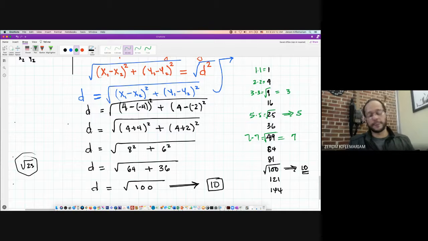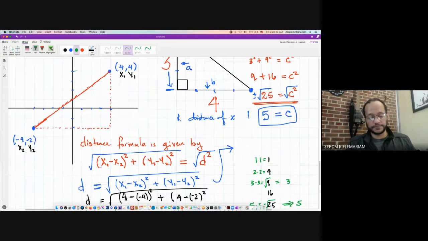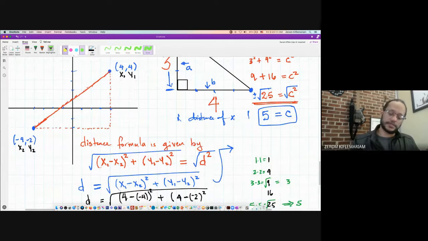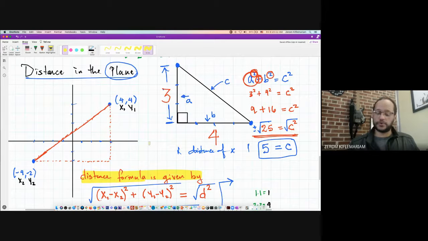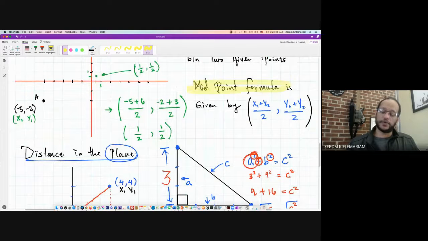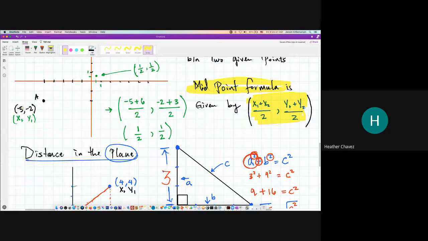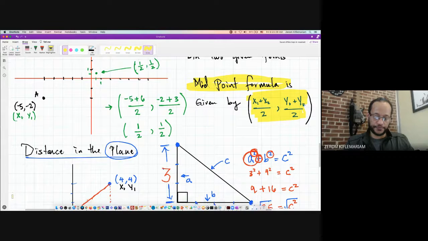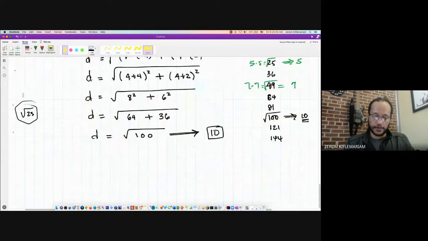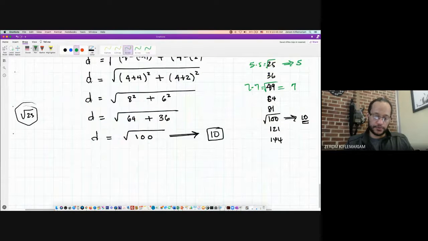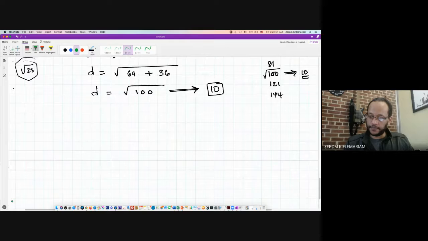My bigger concern is if I'm talking about distance, were you able to recognize the distance formula? And when we are talking about midpoint, were you able to use the midpoint formula? That is where I'm concerned. Does that make sense? Yes. Okay. All right, moving along. If there are any questions, please stop me.